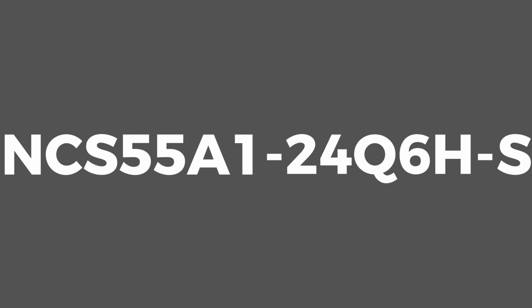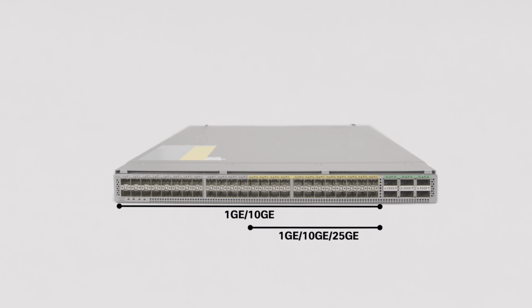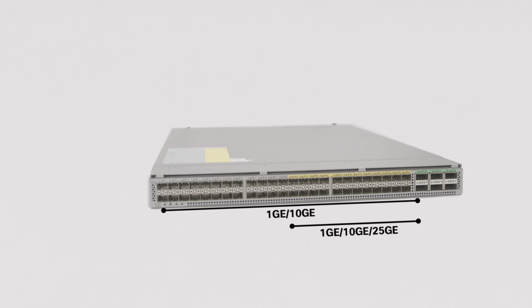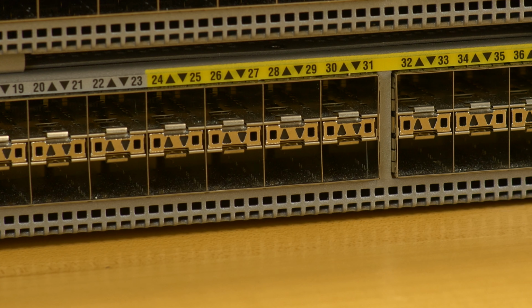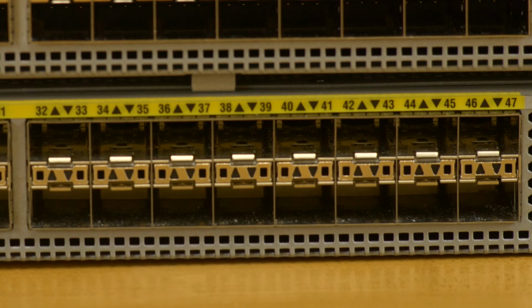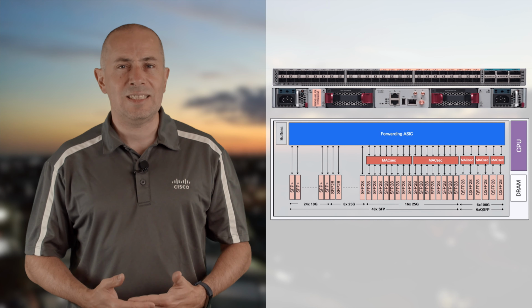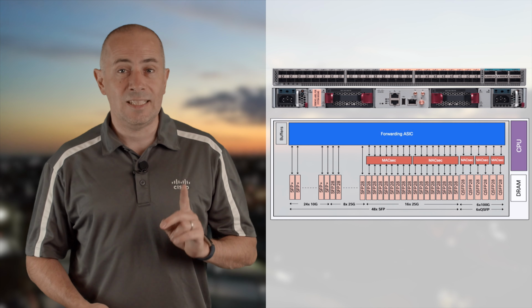The NCS 55A2-24Q6H-S, yes, 1RU, 48-port SFP, half of them capable of 25 gig, all can support of course 1 and 10 gig, plus 6-port QSFP. It's slightly oversubscribed, powered by a single Jericho Plus.